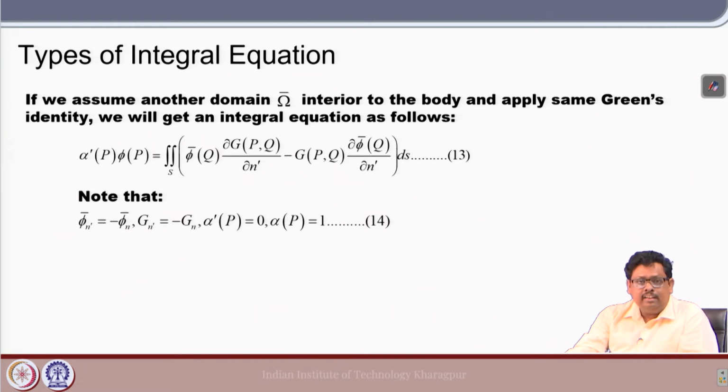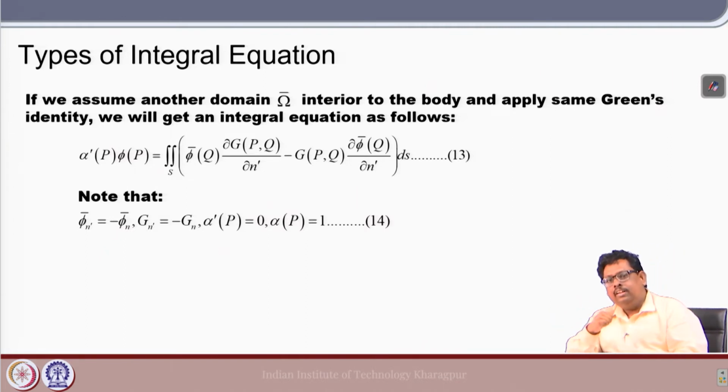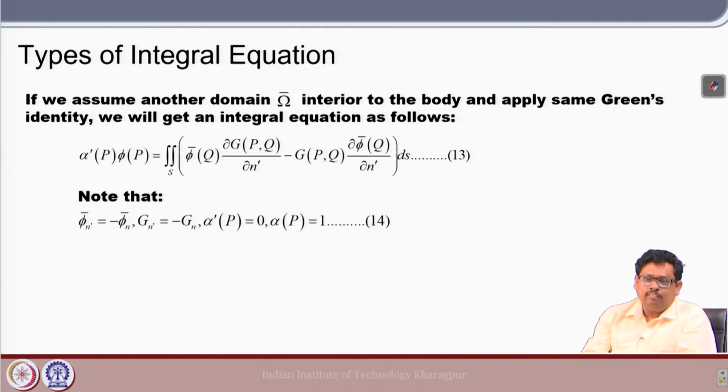That is why you can see that the derivative of phi with respect to n is nothing but minus the derivative of phi bar with respect to n, that is, n dash is equal to minus n. When you call this n dash, remember it should be inward to the body B. In the previous case it was inward to the fluid; now it is inward to the body, that is the positive direction of the normal. Therefore, n dash equals minus n.